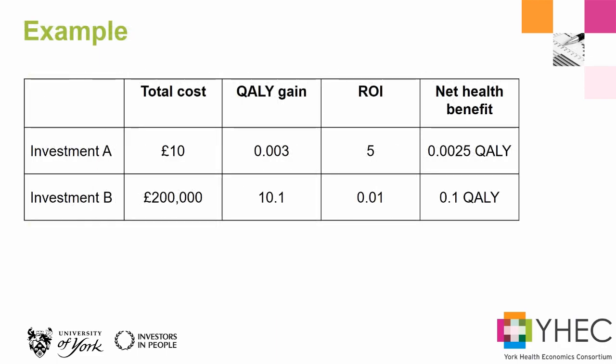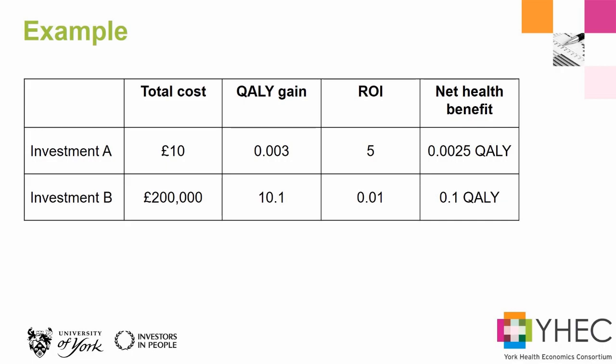If we consider investment A first, this costs £10 and delivers 0.003 QALYs. If, as NICE suggests, we would be willing to pay £20,000 for one QALY, then we would be willing to pay £60 for 0.003 QALYs, giving a return on investment of 5 to 1. If investment B costs £200,000 but delivers 10.1 QALYs, then the value of the benefit generated is £202,000. That would only generate a return on investment of 0.01 to 1.